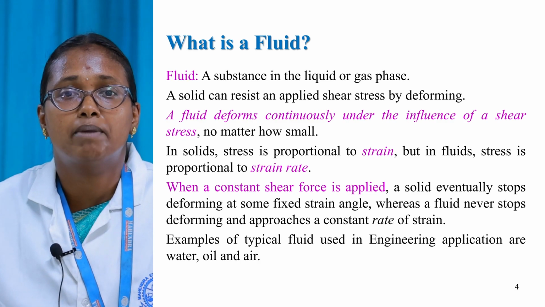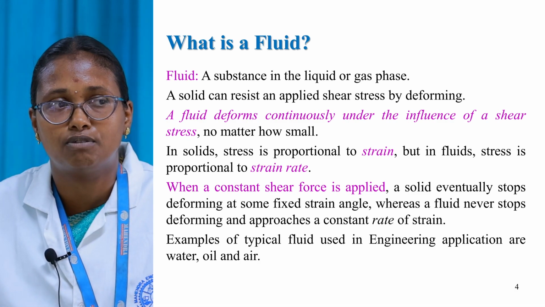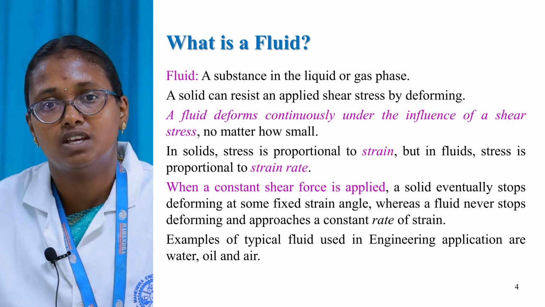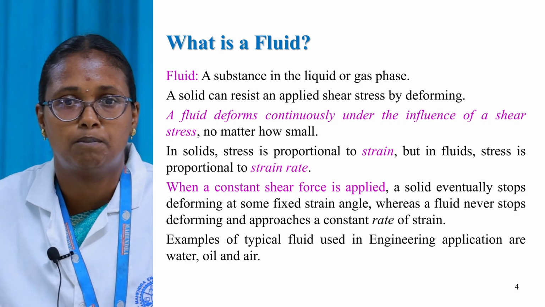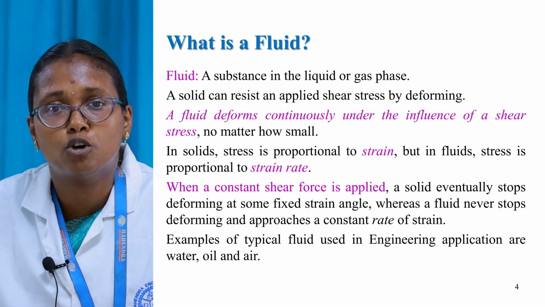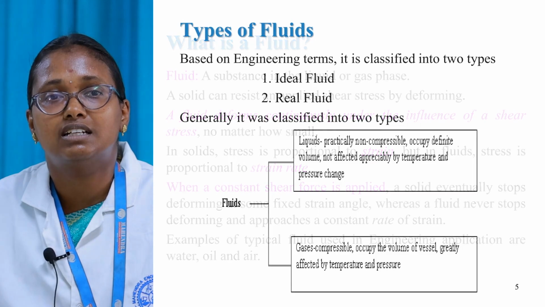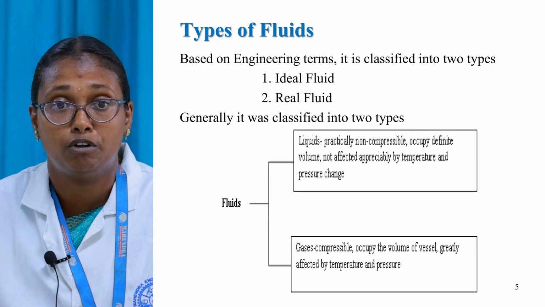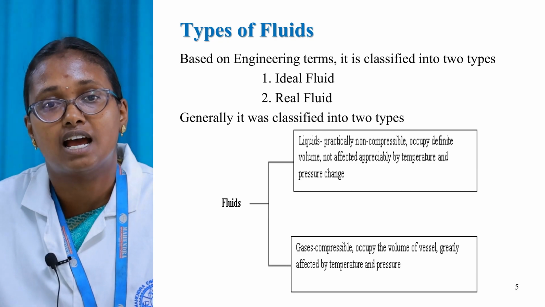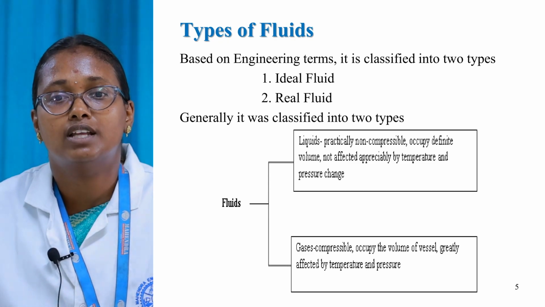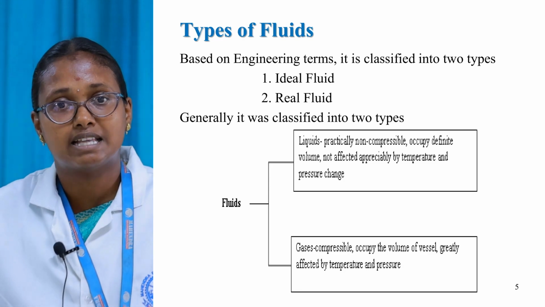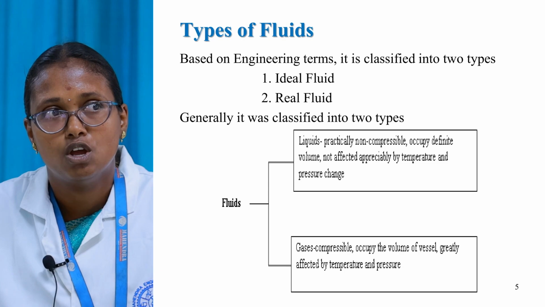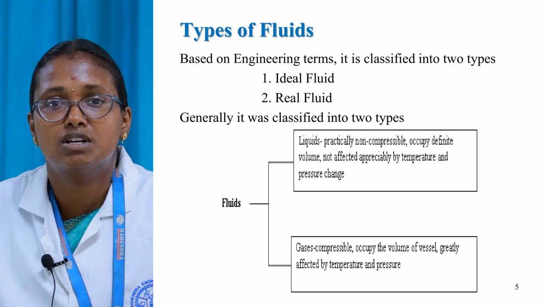Based upon our engineering applications, what do we mean by fluid? We are considering water, oil and gas. These three we are considering in engineering applications. Based upon the engineering applications, what are the types of fluid? We categorize them as one is ideal fluid and another one is real fluid. How are we classifying ideal and real? I have already told you that viscosity is the main property. Based upon that viscosity the fluids are classified: one is ideal fluid and another one is real fluid.